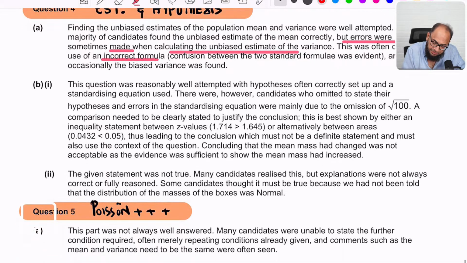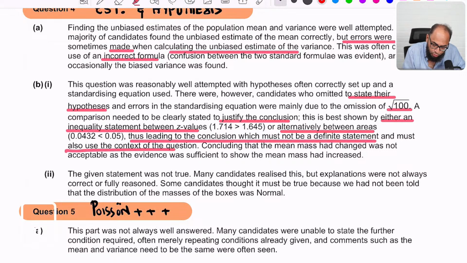The question was reasonably well attempted with hypothesis often correctly set up and a standardizing equation. There were, however, candidates who omitted to state their hypothesis. That means whether they asked it or not, do state that. And errors in standardizing equations were mainly due to omission of root 100. They forgot to divide the variance by 100. A comparison needed to be clearly stated to justify the conclusion. This is best shown either by an inequality statement or alternatively between areas, thus leading to the conclusion, which must not be a definite statement and must also use the context of the question.